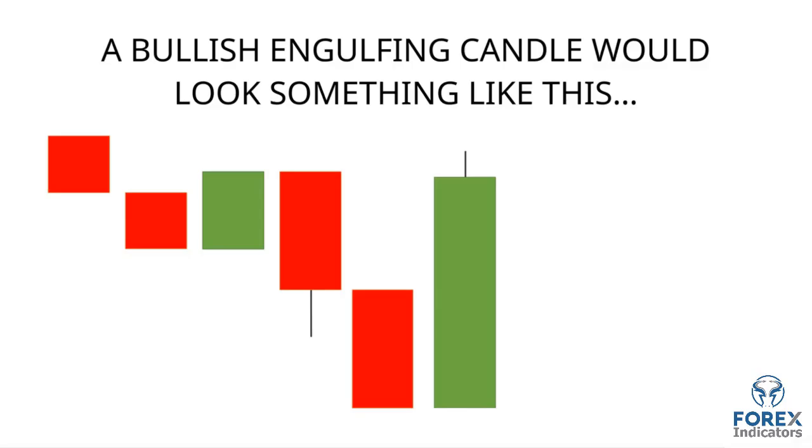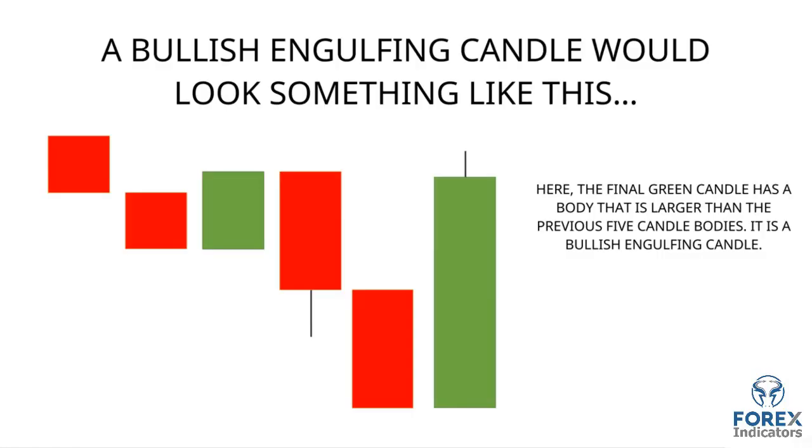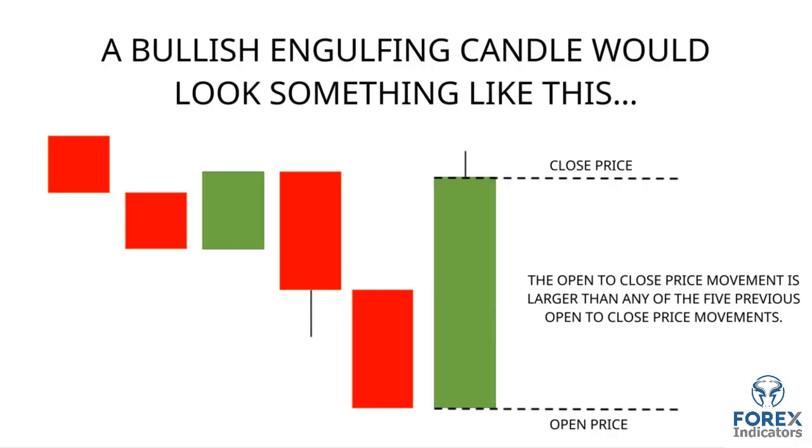A bullish engulfing candle would look something like this. Here, the final green candle has a body that is larger than the previous 5 candle bodies. It is a bullish engulfing candle. The open to close price movement is larger than any of the previous open to close price movements.